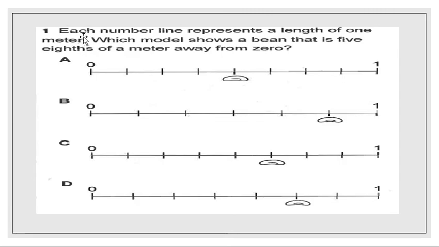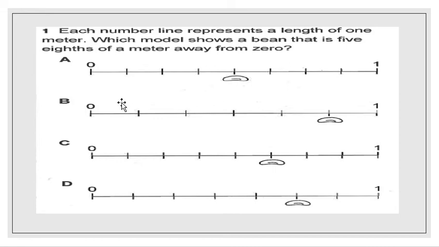So this question says, each number line represents a length of 1 meter. Which model shows a bean that is 5/8 of a meter away from zero? Okay, 5/8. So we said 0, 1, 2, 3, 4, 5, 6, 7, 8. Right? We have 8 parts. We're looking for 5/8. So let's see if this bean is on 5/8. Okay? So we have 8 over 8, 7 over 8, 6 over 8, 5 over 8, and we have 4 over 8 right here. We're looking for 5/8, so we were almost there with this question, but we have to cross this one out. This one says 4/8, and we need 5/8, so choice A will not work.